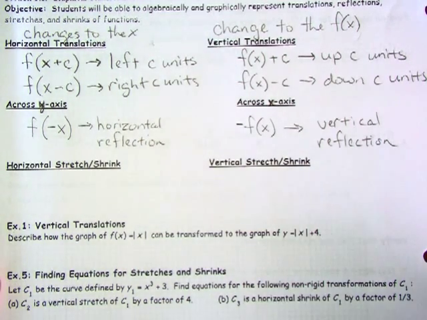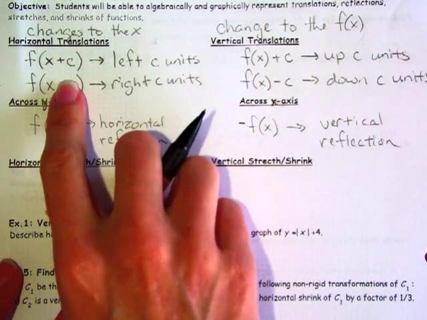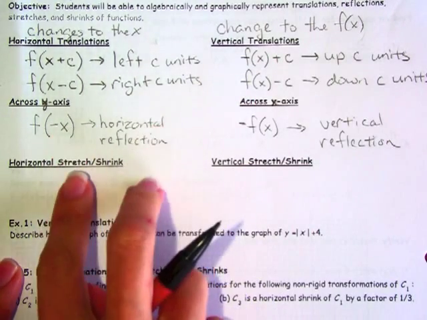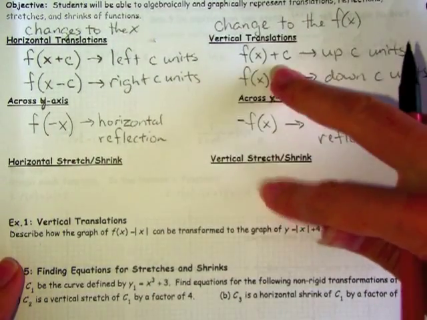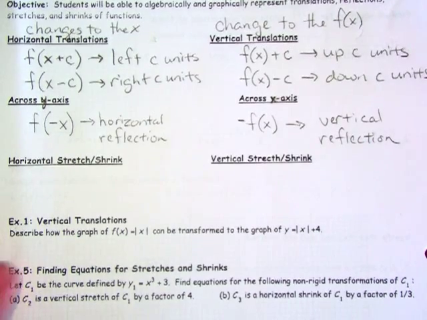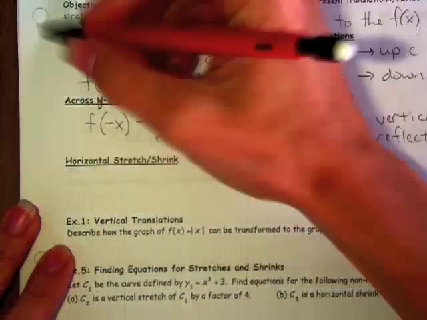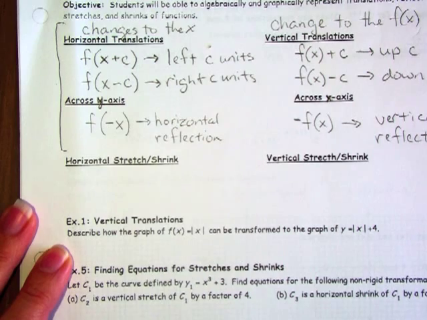So we have moved the graph left and right by adding to the x, up and down by adding to the whole function, reflecting across the y-axis by taking the opposite of x, reflecting across the x-axis by taking the opposite of the whole function. And then these are what we call rigid transformations. Let's actually identify that these are rigid. They don't change the shape in any way. They just move it or reflect it.